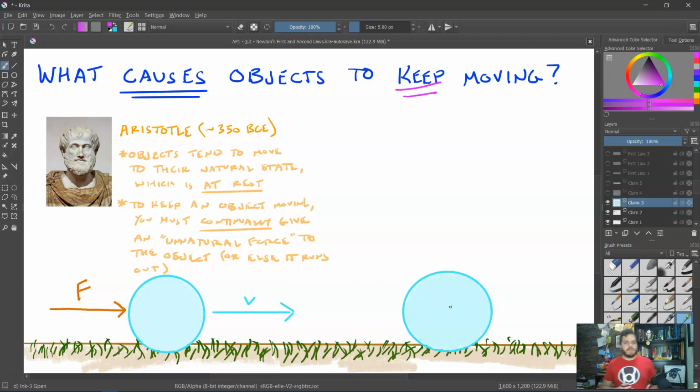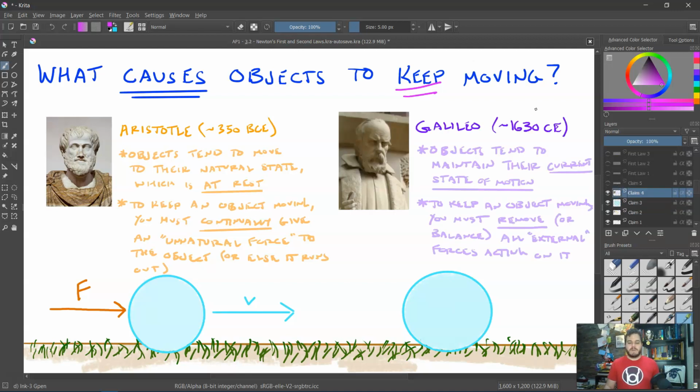And this was the prevailing thought for about 2,000 years, until the early 1600s, and about 1630, when Galileo came on the scene and changed things up a little bit. And Galileo did it in a slightly different way. He said an object's natural state, quote unquote, is not at rest, because there is no natural state. And said objects tend to maintain whatever their current state of motion is.